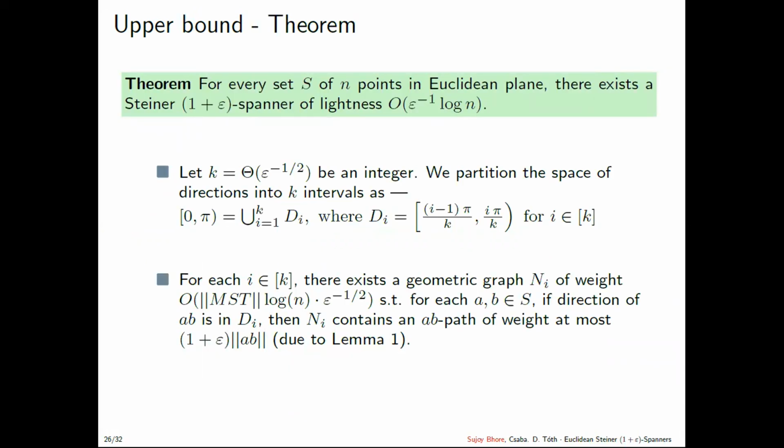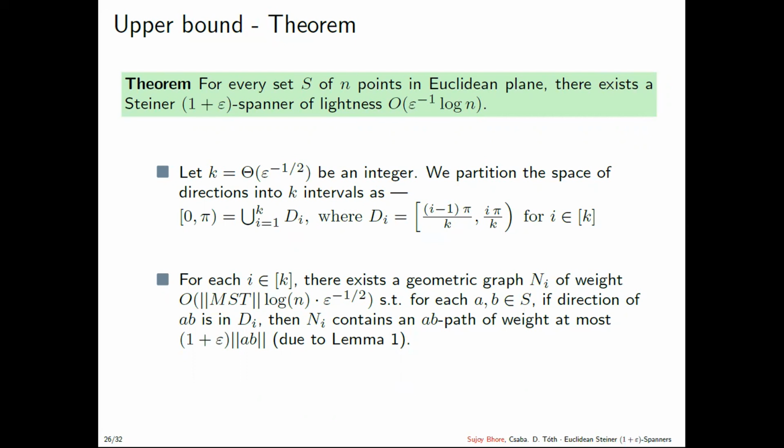Okay, so we have given these lemmas, we have all the ingredients to proceed with the main theorem. So we prove that for every set S of n points in the Euclidean plane, there is a 1 plus epsilon spanner of lightness 1 by epsilon times log n. So let's set an integer k to be square root epsilon, and we partition the space of directions into k intervals, where di is (i minus 1)/k π to iπ/k for all values of i from 1 to k.